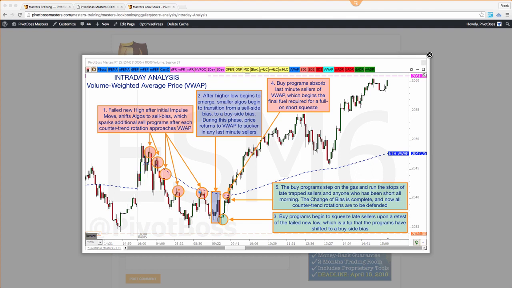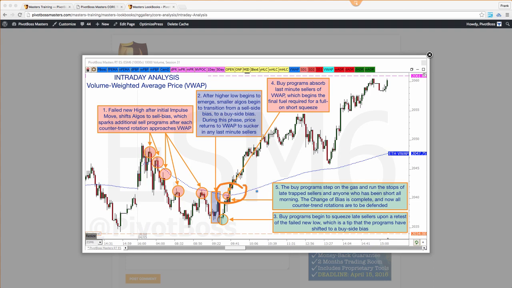And so you can see how many times price came into VWAP but began to get absorbed here after a failed new low. Once that happened here, all of the stops came out. So on this candle right here, that's where the buy programs step on the gas and they run the stops at the late trapped sellers and anyone who has been short all morning. So all the stops above here get run. Not only that, on every counter trend rotation now you have buy programs coming in to defend. And so you see this thing just kind of unleash.